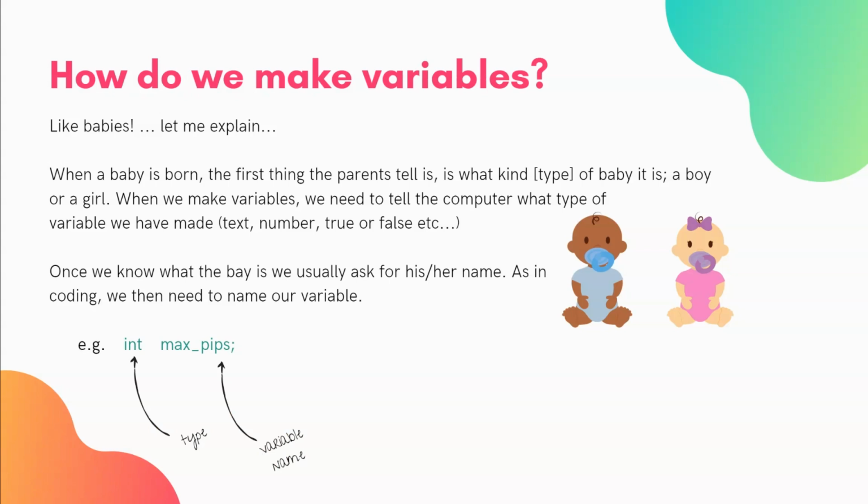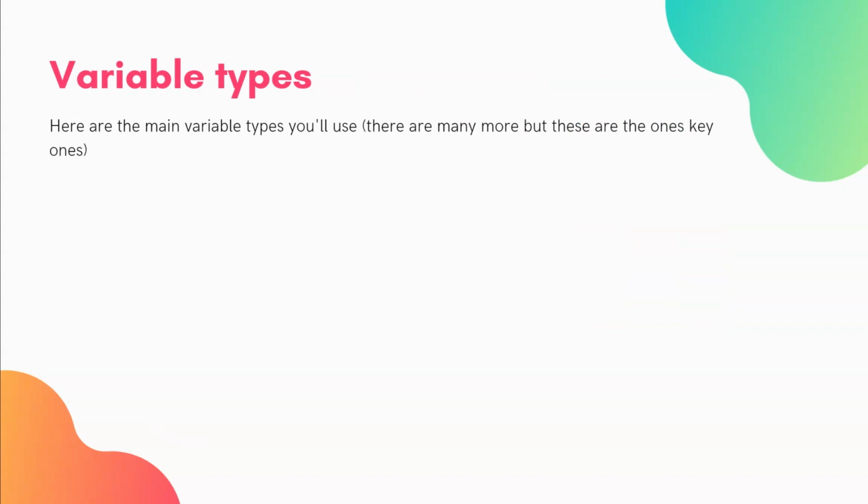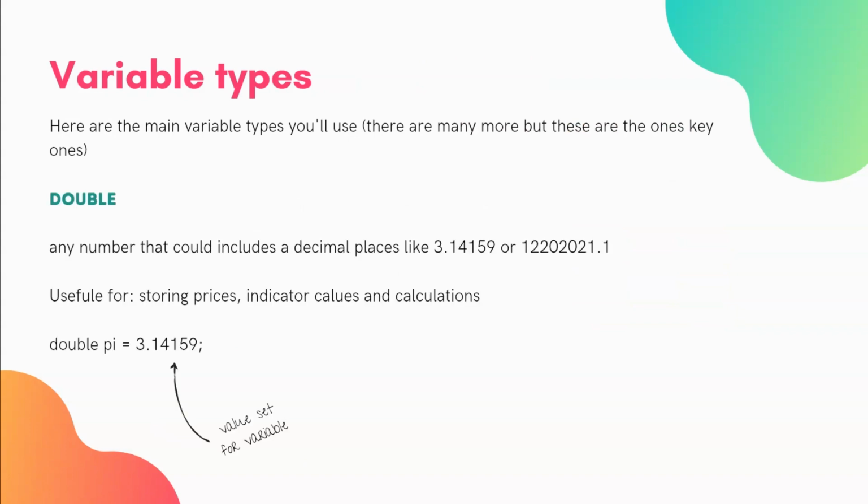And if someone else was to read your code, they understand that you're trying to set something around the theme of the maximum number of pips. So here are the main types of variables that you'll use. There are many more, but these ones are the key ones. So the first type is double, probably the most common one that you will use. And a double is any number that includes a decimal place like 3.14159 or 12202.021. It's useful for storing prices because prices usually have a decimal place after them.